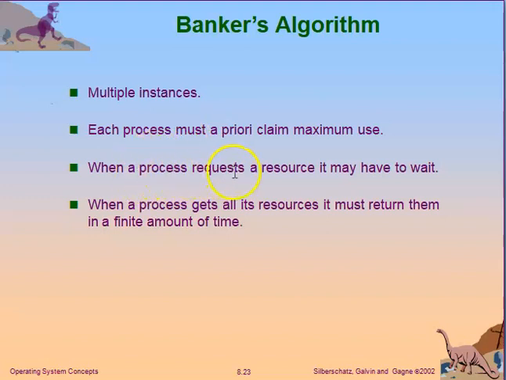Then the process is going to request the resources, and it has to wait for the resources to be allocated. Now when a process gets all the resources that it requires, it must return all the resources back to the system in a finite amount of time. That means after allocation of all the resources, the process should complete and terminate in finite time and return all the resources which have been allocated to it.